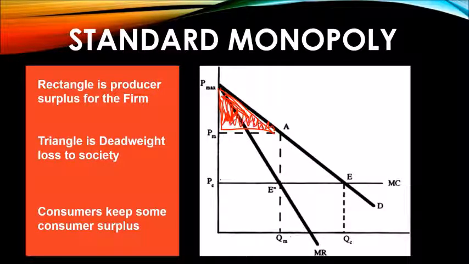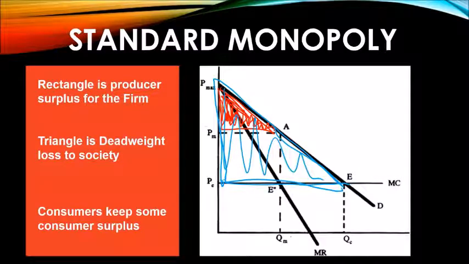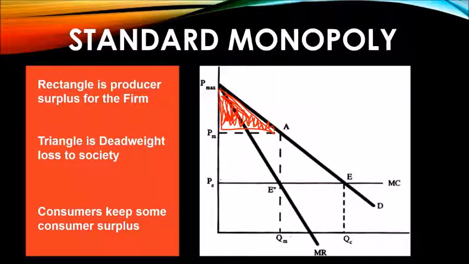This is quite a bit smaller than the consumer surplus they had in the competitive situation where they paid the price PC and consumed all of these units out to QC, right? Where we get this much larger consumer surplus situation. But nonetheless, they do keep some of the consumer surplus. And so producers and consumers get some surplus. Society as a whole takes on some area of deadweight loss.